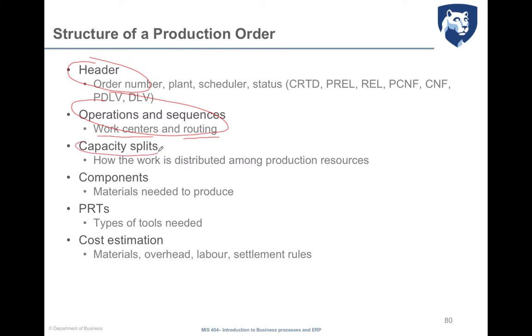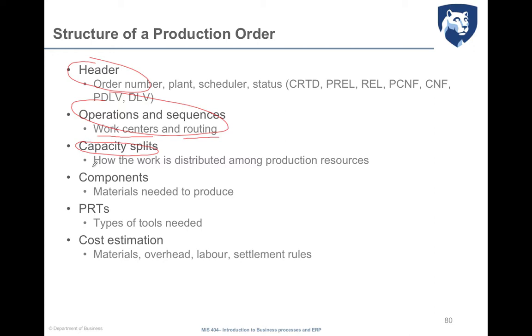Capacity splits are instead used to determine how the work will be performed and distributed among the different machines and/or people which are involved in the production process. For example, if you are referring to a job shop, the capacity split will determine how the production to be realized will be allocated among the different machineries present in the job shop.